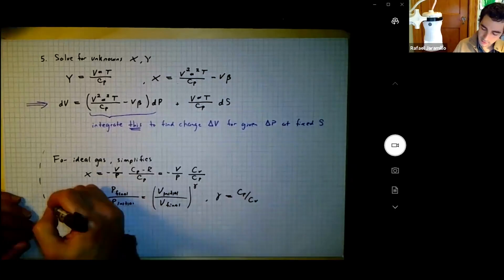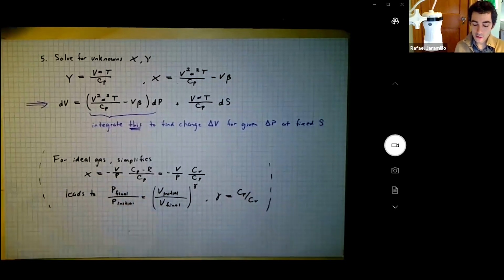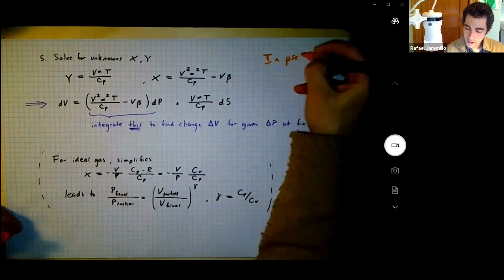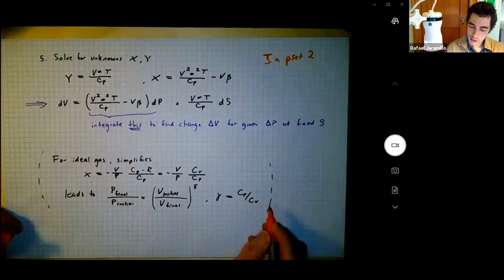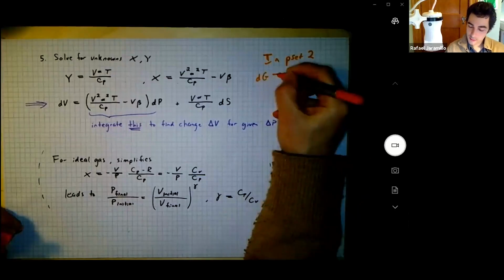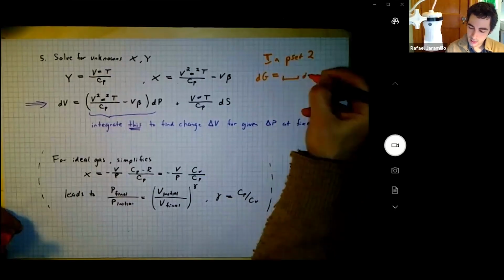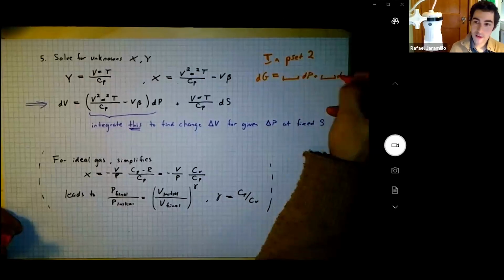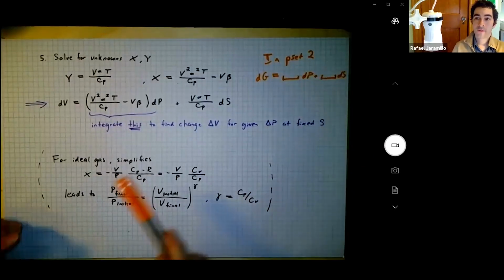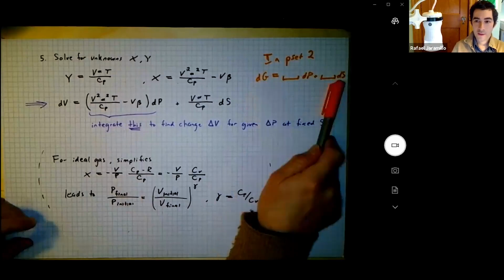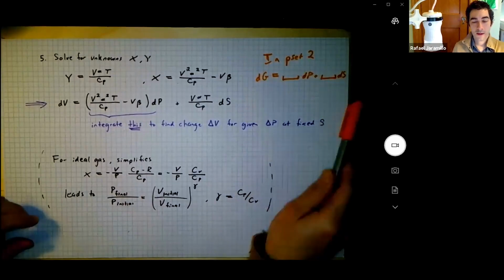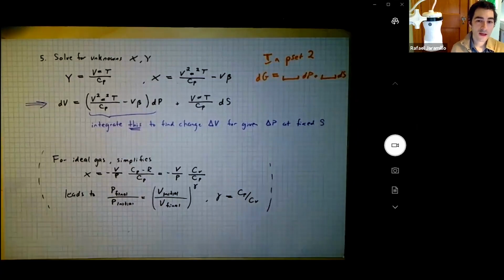So I'm not going to take time to derive that now. It's kind of an interesting calculation. You can just evaluate all this stuff. And I'll just mention that in PSET 2, you're doing a related problem, which is calculating the change in Gibbs free energy with pressure and entropy. So we just did volume with pressure and entropy, and in PSET 2 you're going to do Gibbs with pressure and entropy. But the overall, what they call the general strategy, is the same.